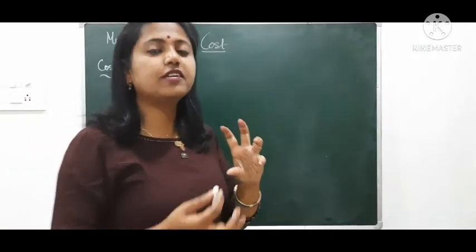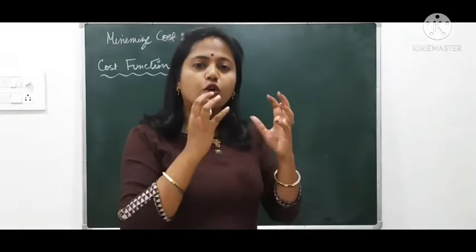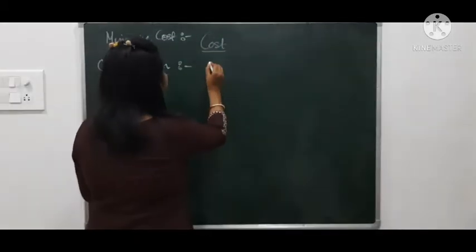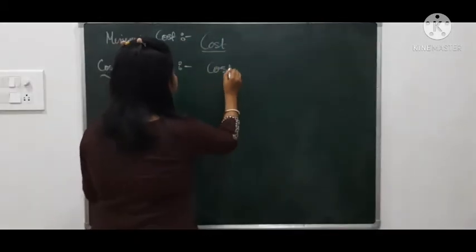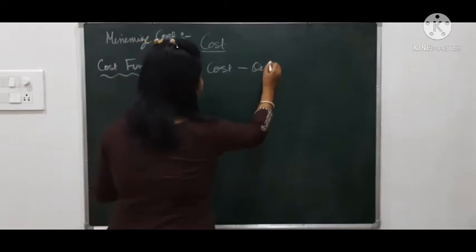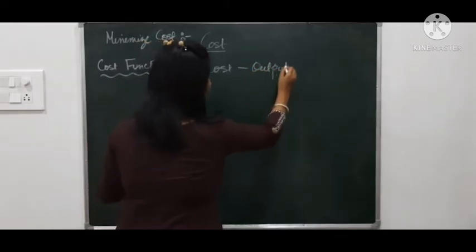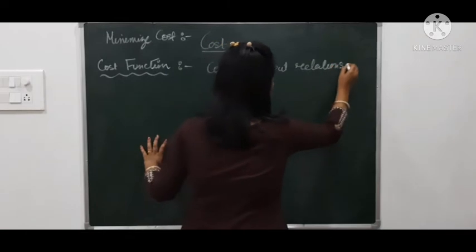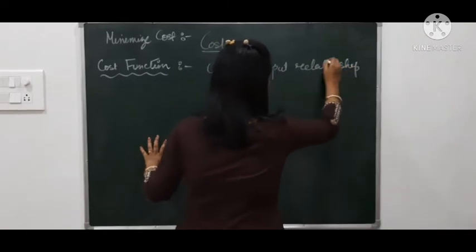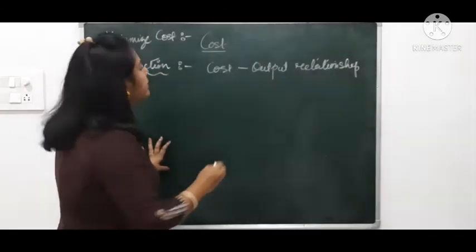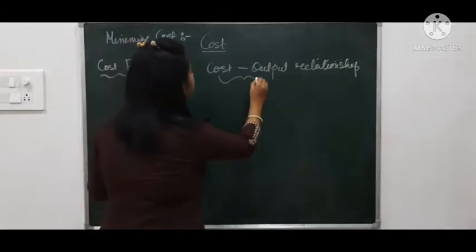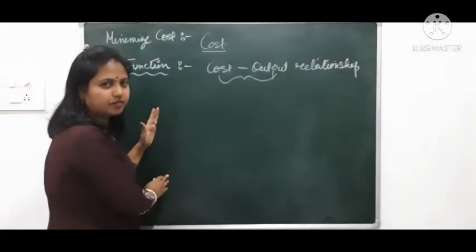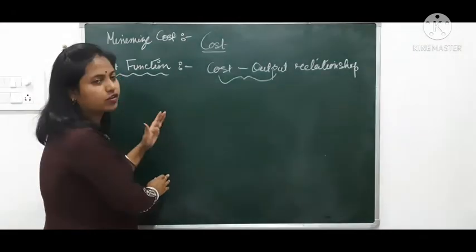Now, what is cost function? Cost function is the relationship between the cost and the output. It sets the cost-output relationship. So this technical relationship between the cost and output is known as cost function.